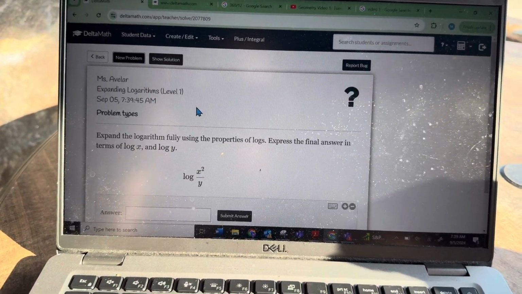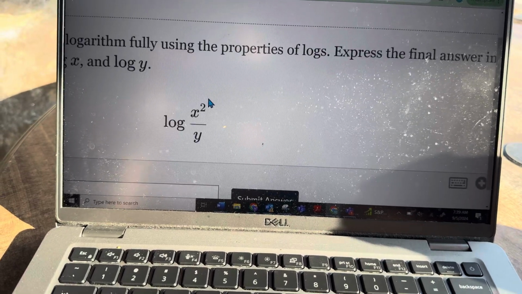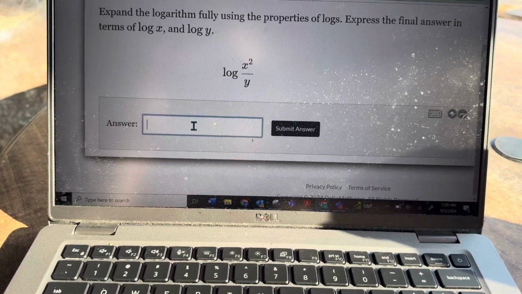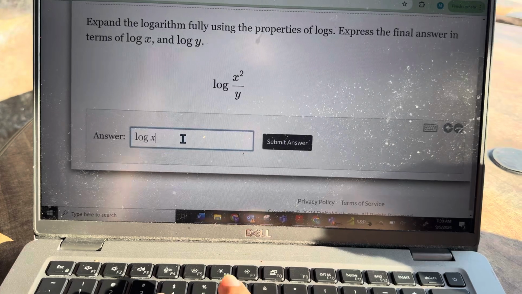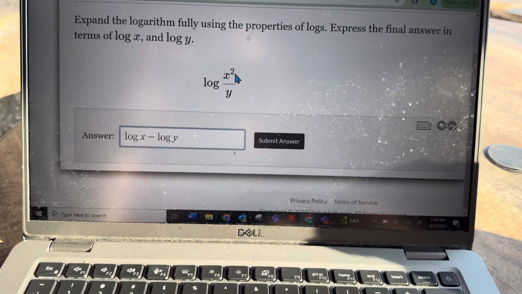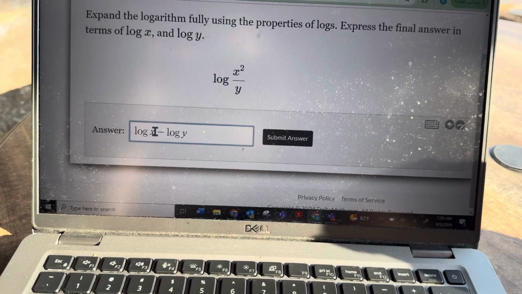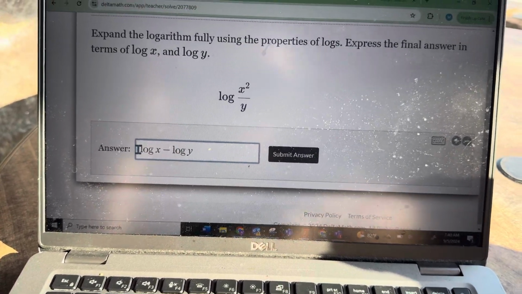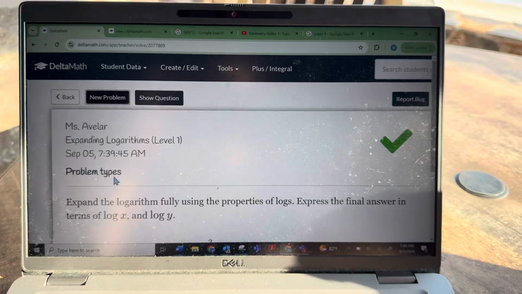Let's do another one. See how they're dividing? They're gonna separate into 2 of them that are subtracting. Log of x minus log of y. And the squared was right here on the x. Okay, there was a little squared, so it moves to the front. So the 2. Okay. Correct.